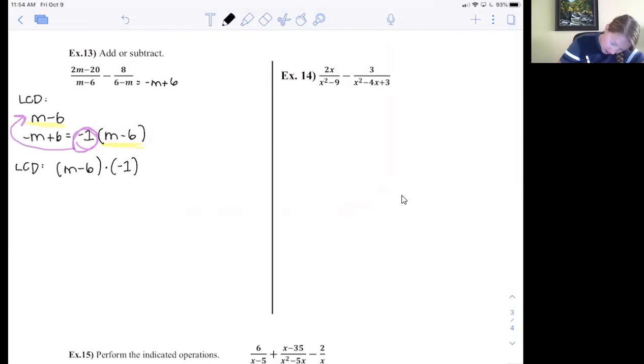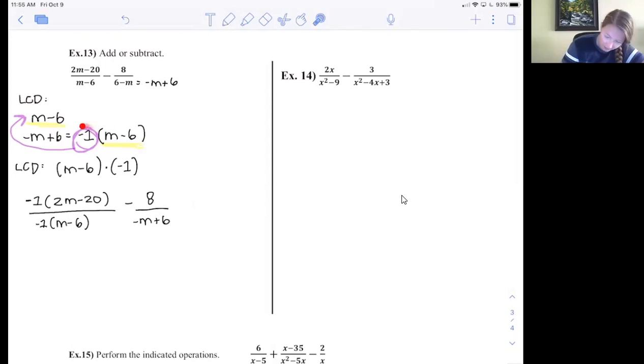So I'm going to write negative 1 times 2m minus 20 divided by our LCD, which is negative 1 times m minus 6, minus 8 over negative m plus 6. And this one stays the same, okay? So right here, the thing that was different, I times by here, but there was nothing on this one that this one didn't already have. So hopefully that makes sense. I didn't say that great.